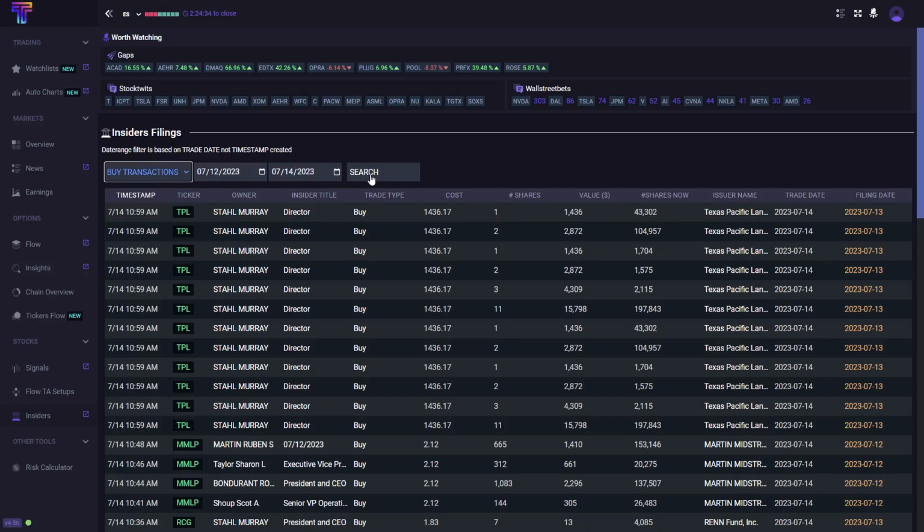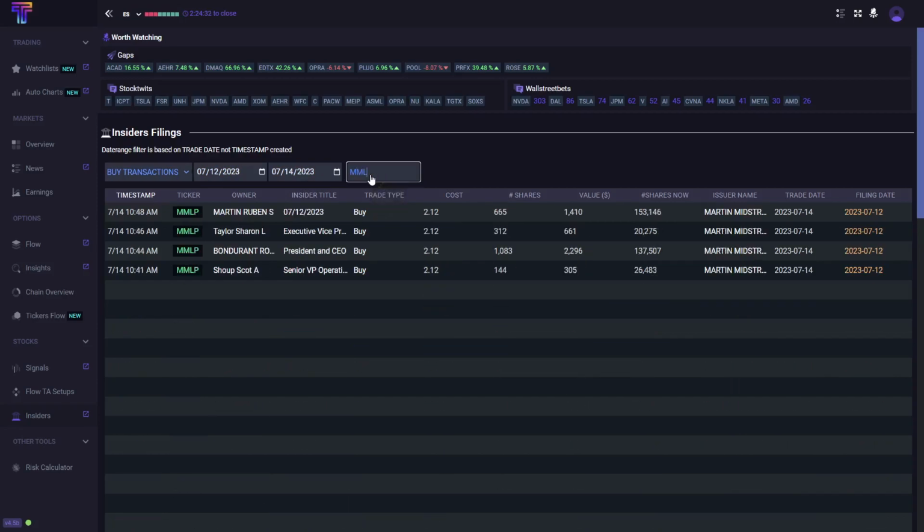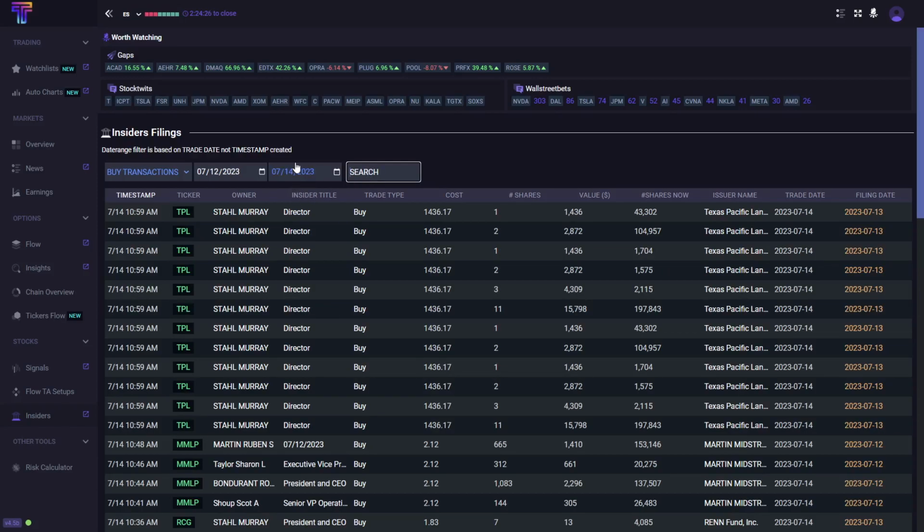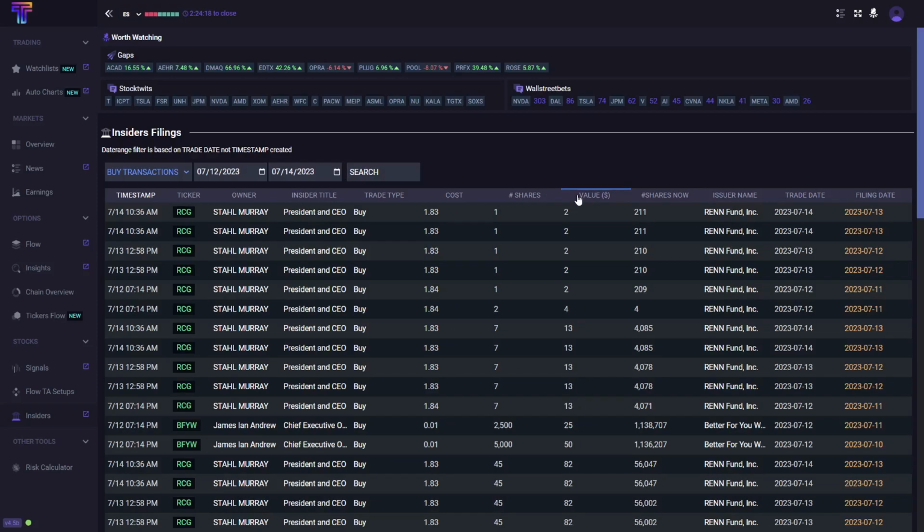If you want to, you can search by individual tickers. So we'll do MMLP, and it'll show all the trades associated with MMLP that happened within this time frame. So now we have buy transactions open. Let's filter by different aspects. Let's filter by value.